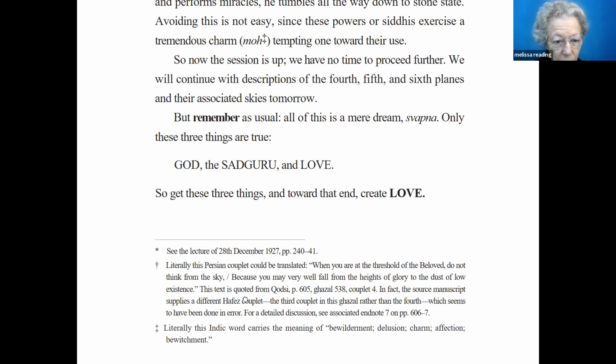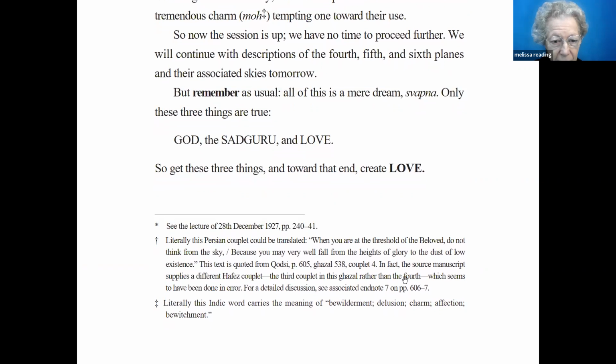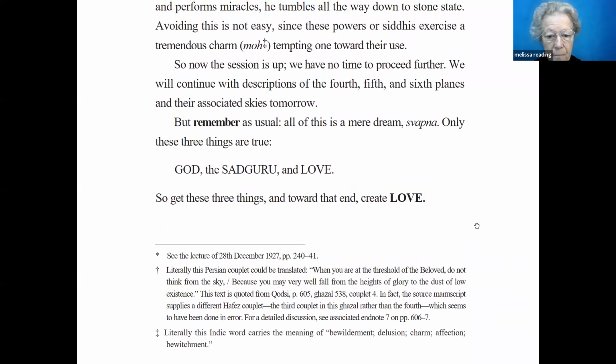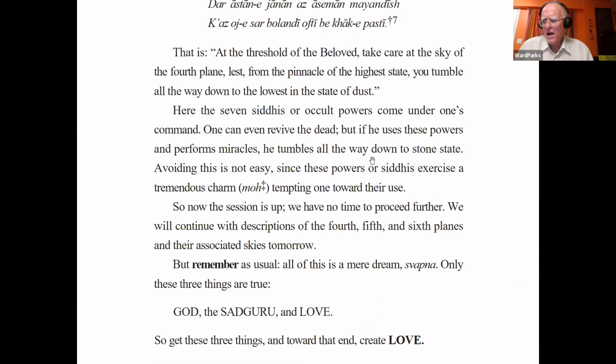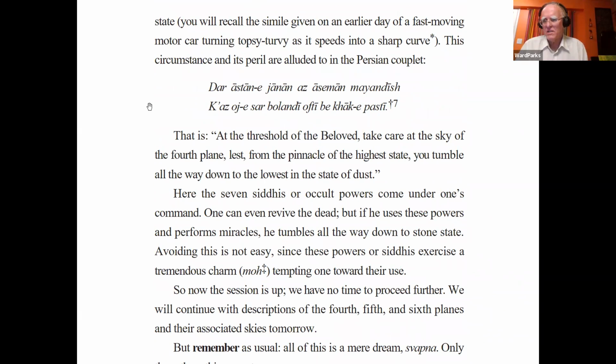This text is quoted from Odsi, page 605, Ghazal 538, couplet 4. In fact, the source manuscript applies a different Hafez couplet, the third couplet in this ghazal rather than the fourth, which seems to have been done in error. For a detailed discussion, see the associated endnote. Fareshte and I spent a long time hashing this out.